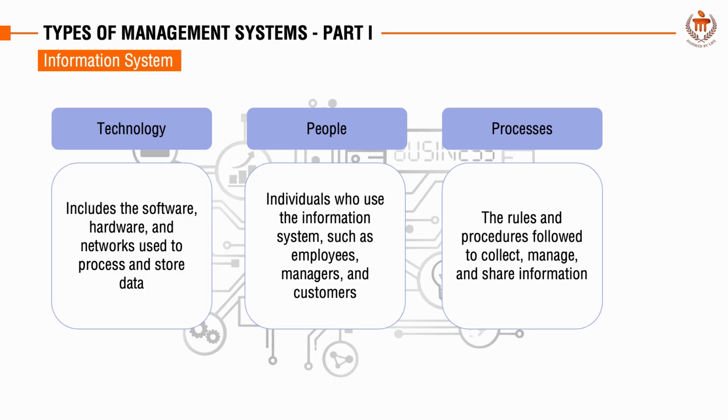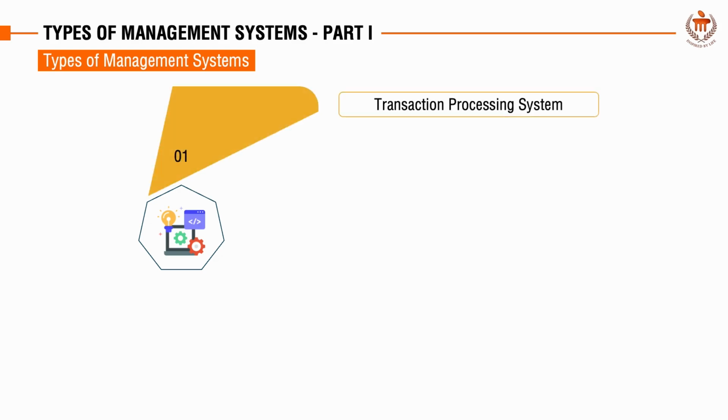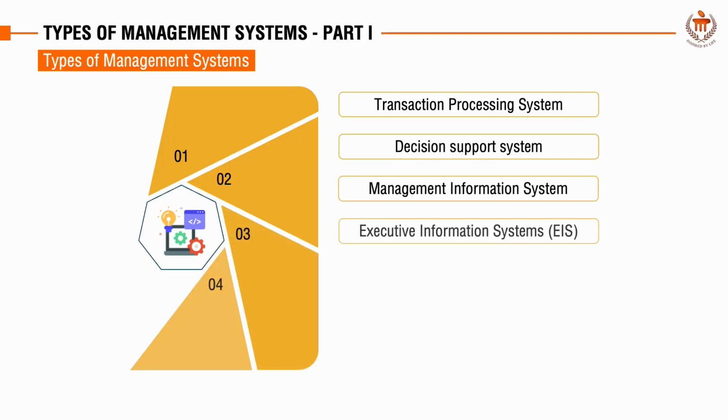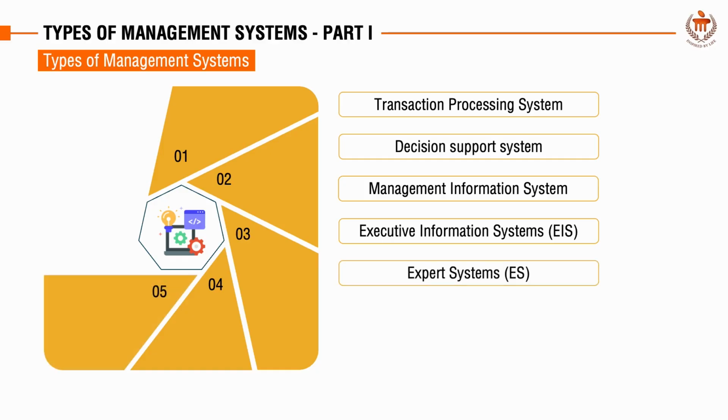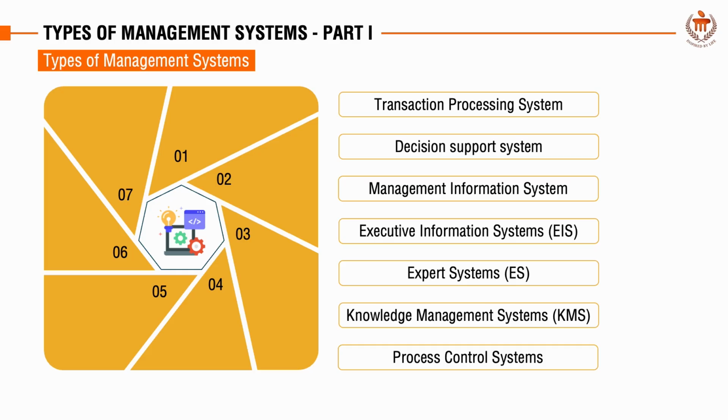In simple terms, an information system ensures that the right data is available at the right time to help the organization make informed decisions and run efficiently. Now let us discuss the types of management systems. There are many types of management systems, namely transaction processing system, decision support system, management information system, executive information systems, expert systems, knowledge management systems, process control systems. Let us go through each one of it in detail.